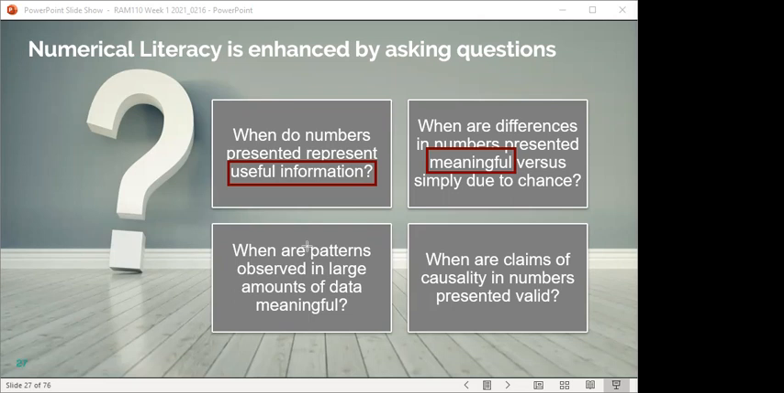And then third question, patterns. We're going to look at what's observed in large amounts of data. Is it meaningful? Again, useful, meaningful, getting into that trend. And causality is the next one. And I'll give you a little example about claims of causality.